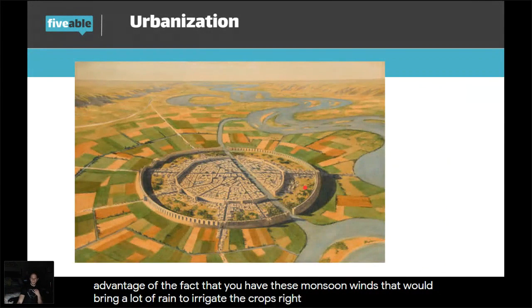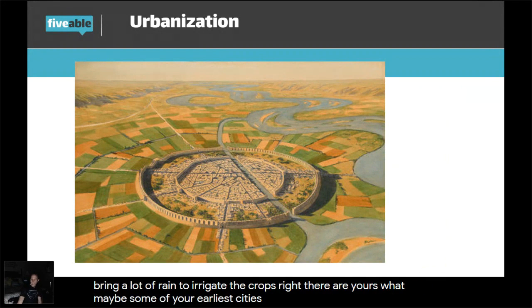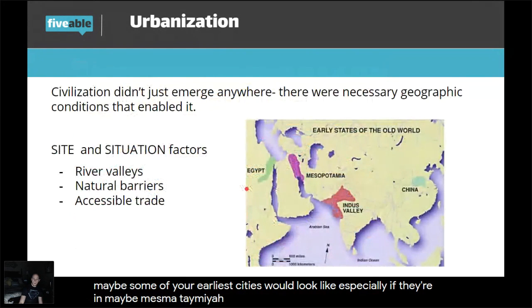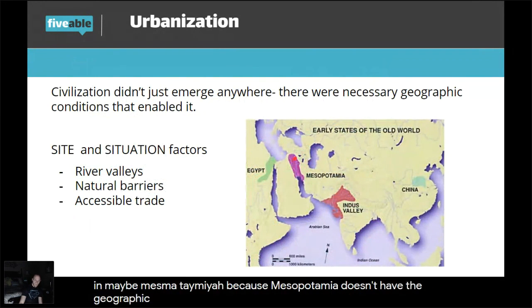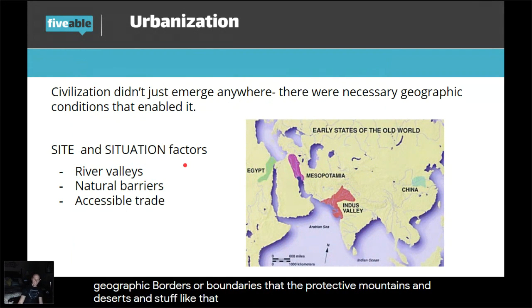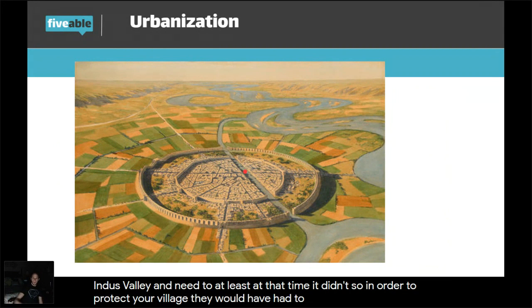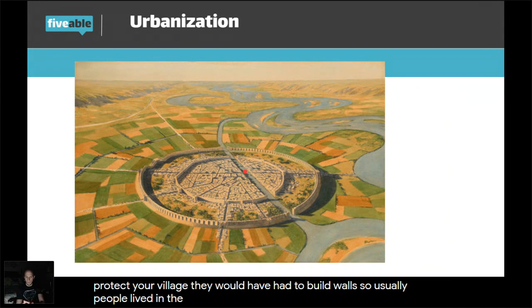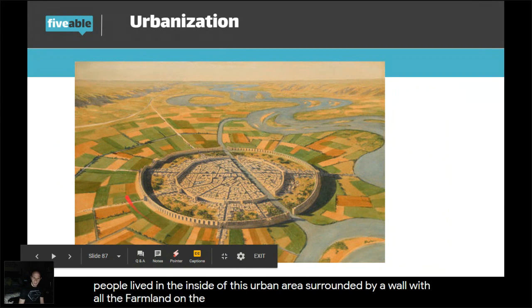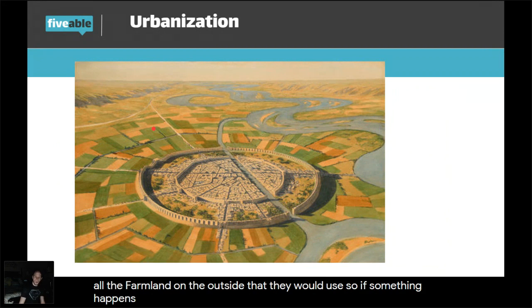All right, there's what maybe some of your earliest cities would have looked like, especially if they're in maybe Mesopotamia, because Mesopotamia doesn't have the geographic borders or boundaries, the protective mountains and deserts you would see in other places like the Indus Valley and Egypt. At least at that time it didn't. So in order to protect your village, they would have had to build walls. So usually people lived on the inside of this urban area, surrounded by a wall with all the farmland on the outside that they would use. So if something happens and someone's coming after them, they would run inside for protection.